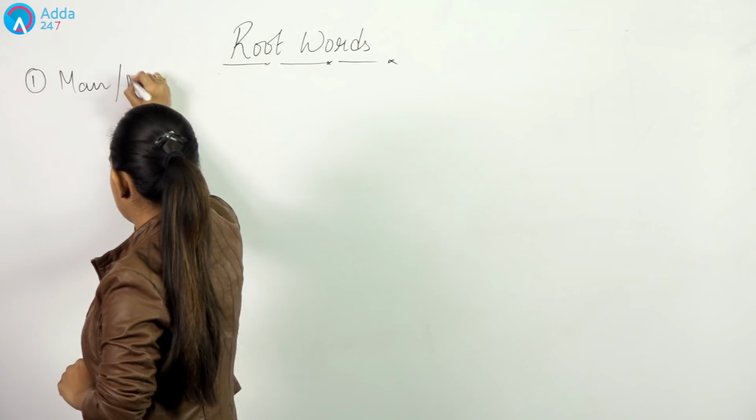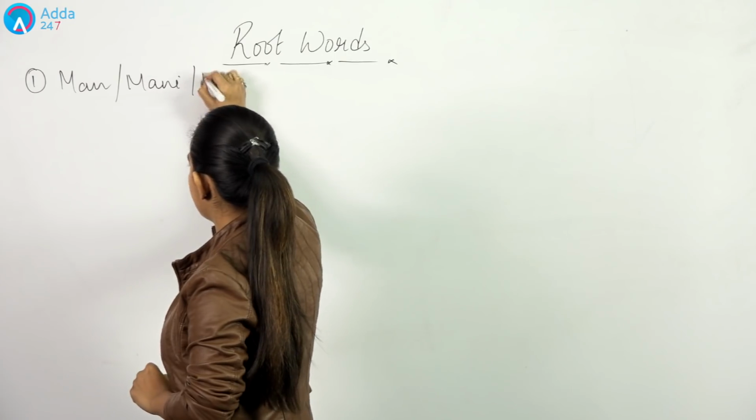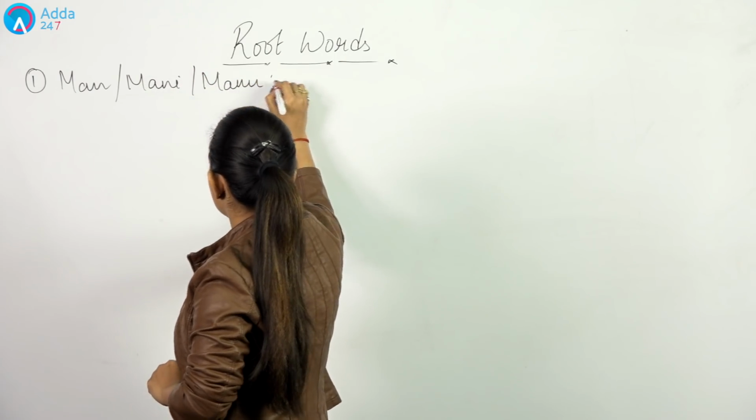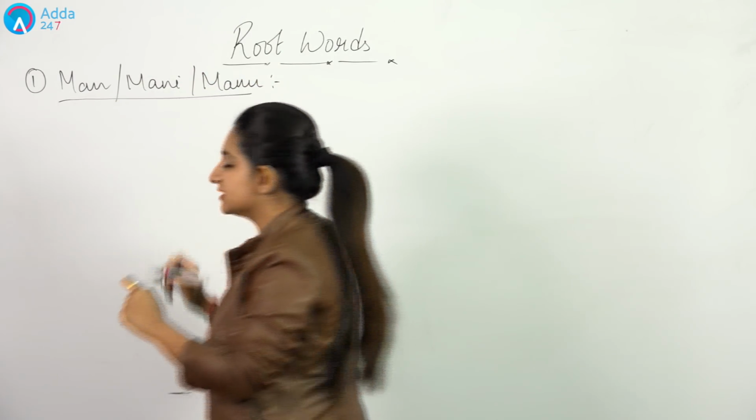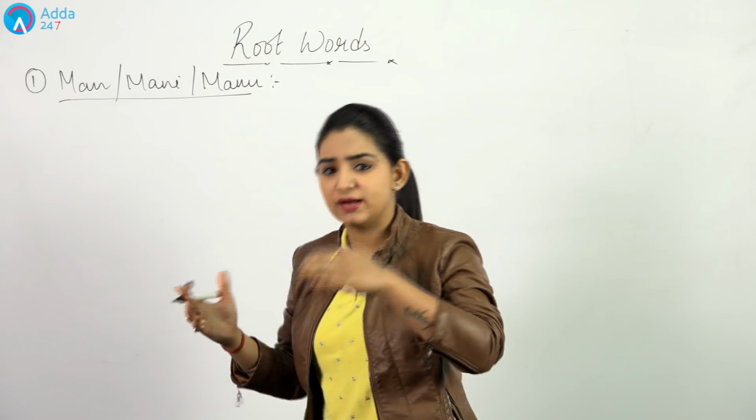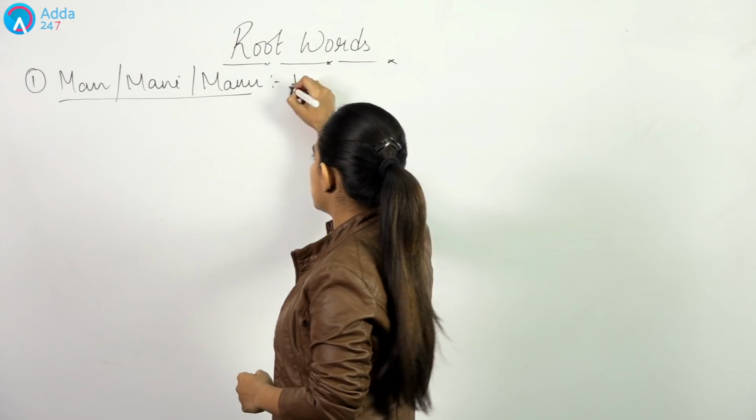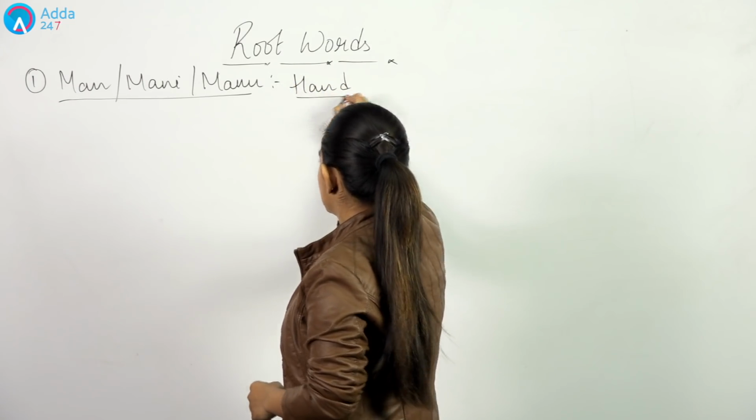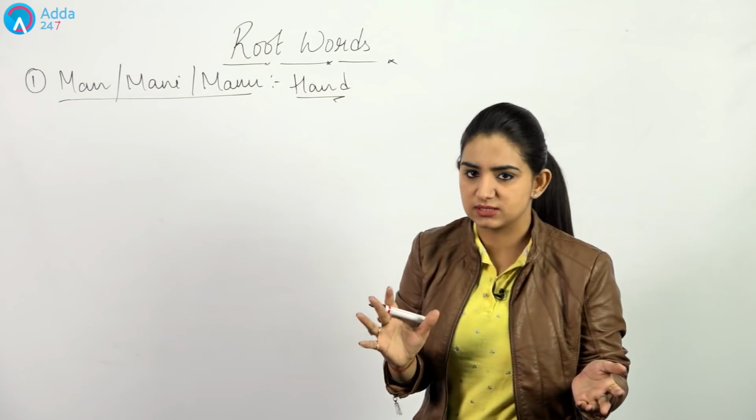The first word for today is M-A-N, M-A-N-I or M-A-N-U. Whenever we have any of these three written somewhere in the word, in between, at the end or in the beginning, this talks about doing anything using hands, right?